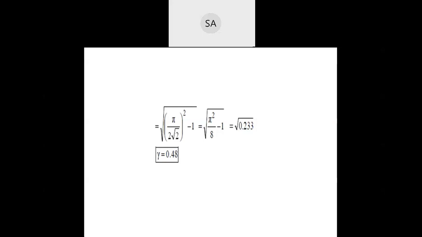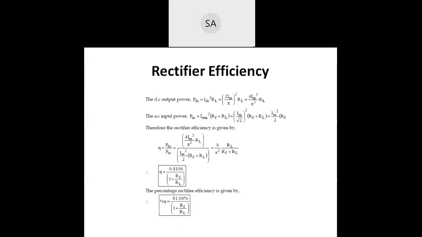Here, for the full wave rectifier, the center tapped rectifier, we got the ripple factor as 0.48. That means 48 percent of AC component is present in the DC. So the AC component is reduced somewhat by using the center tapped full wave rectifier.